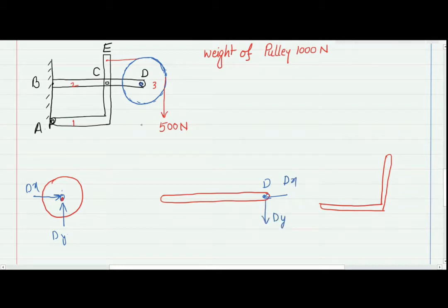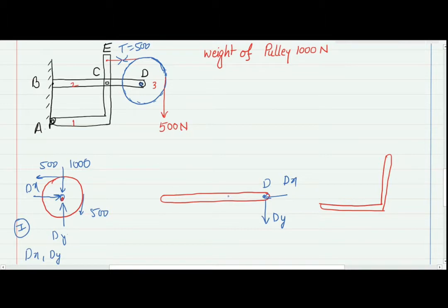Again come back to the pulley. This is 500, so here the tension will be of 500 magnitude. So one force here will act in the left direction of 500. Here I have the force of 500 and the weight which is acting in the downward direction. So this is my first free body diagram which will give me the value of Dx and Dy.